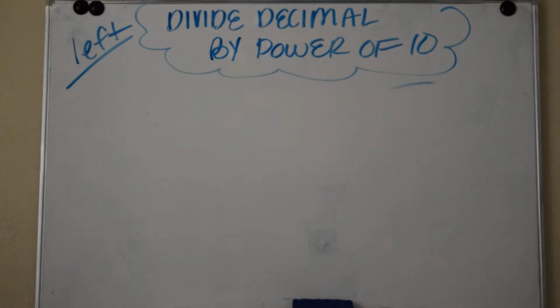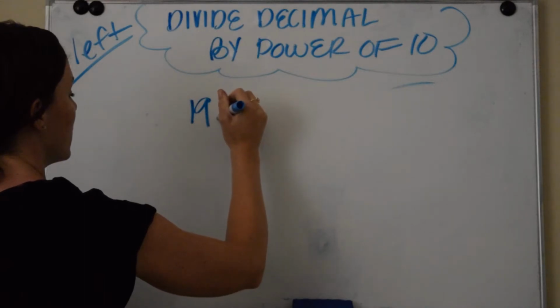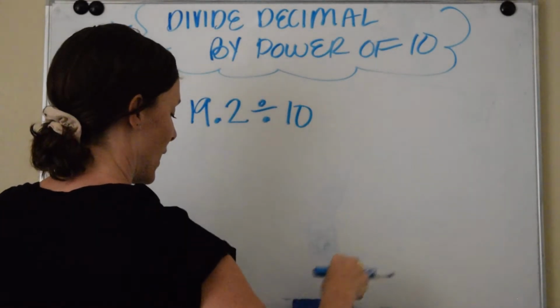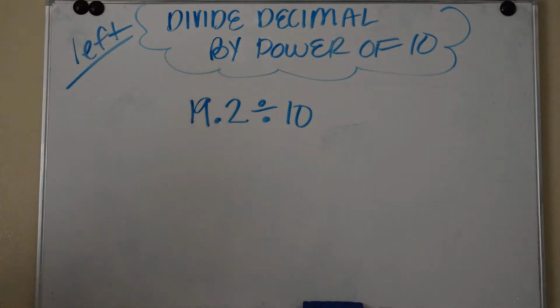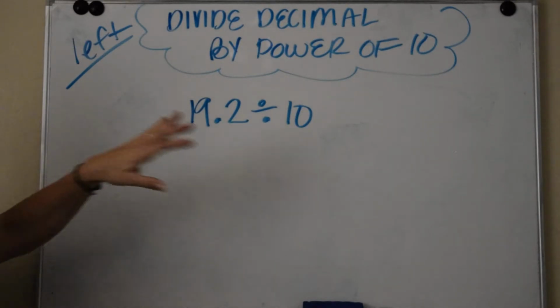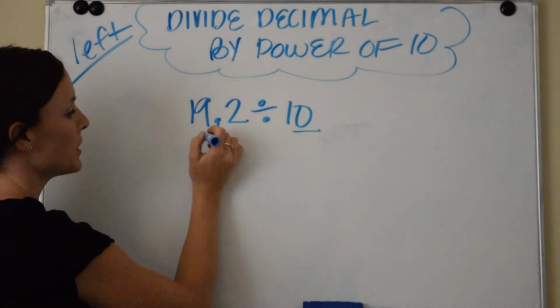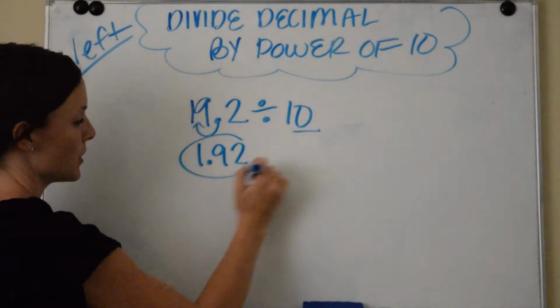What if I had 19 and 2/10 divided by 10? Okay, I'm going to show you something because I forgot what the book does. They start to use exponents, but I'm going to show you what that means in a second. First, let's do 19 and 2/10 divided by 10. There's 1 zero, so move it to the left once. That would give me 1.92 as my answer.